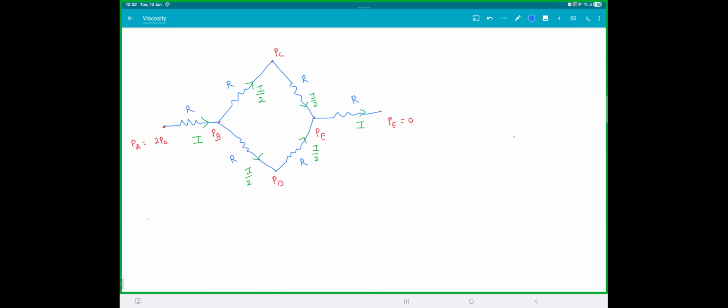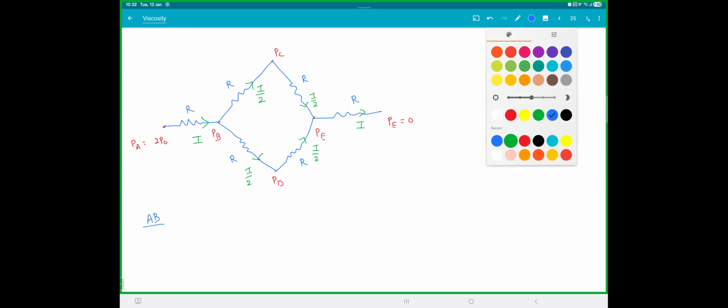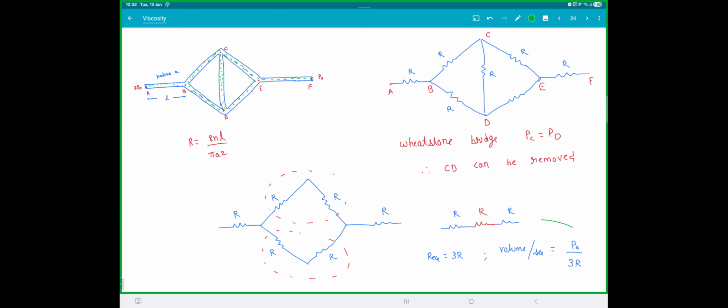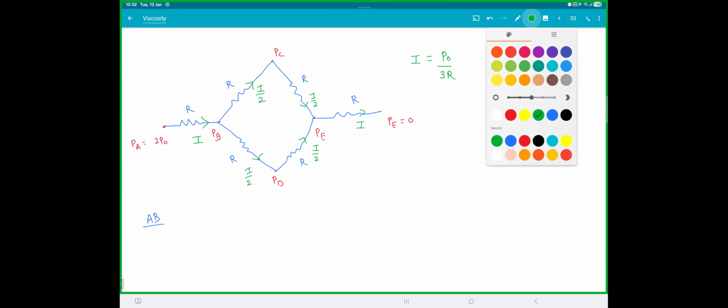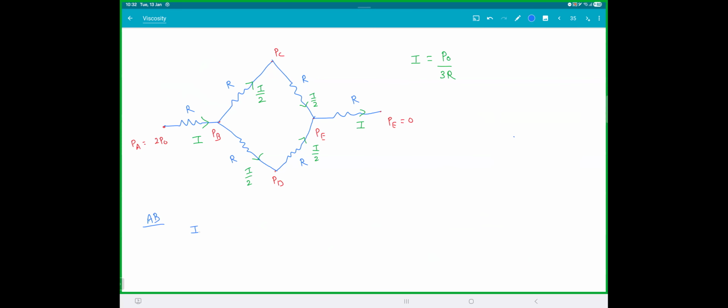Now, if you go between A and B, what is I here? We calculated the I value just now. How much? P naught by 3R. That's your volume flow. So when you go from A to B, I is equal to pressure difference PA minus PB by R. But what is I? P naught by 3R. And what is PA? 2P naught minus PB by R. R and R will cancel. You end up with PB is equal to 2P naught minus P naught by 3, 5P naught by 3. See how we did this. We simply did current is equal to potential difference by resistance.